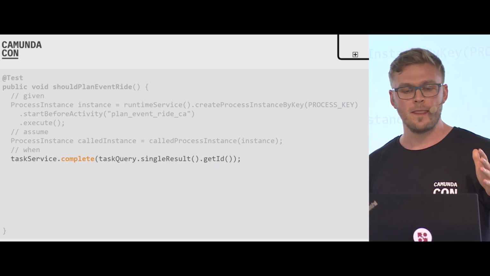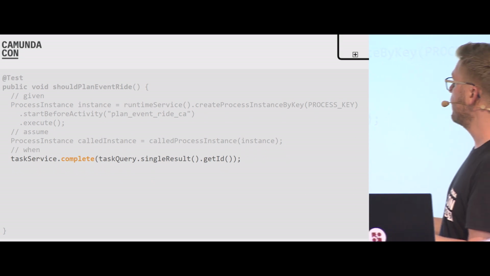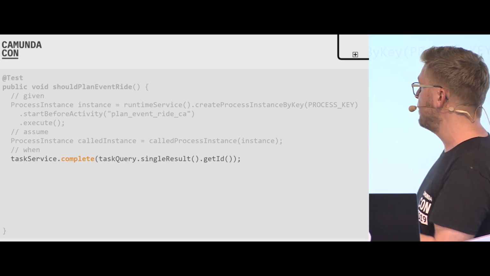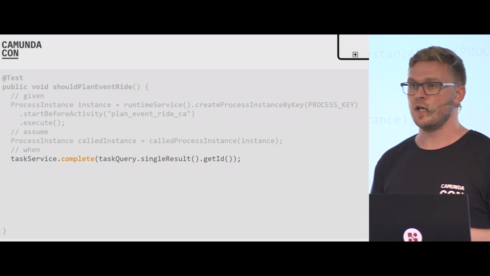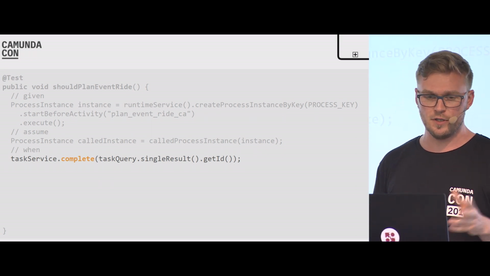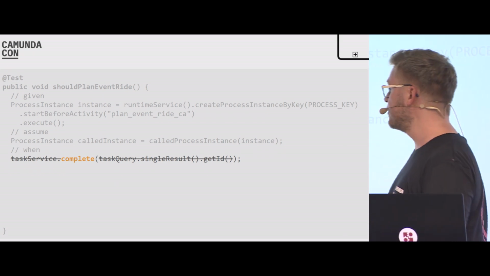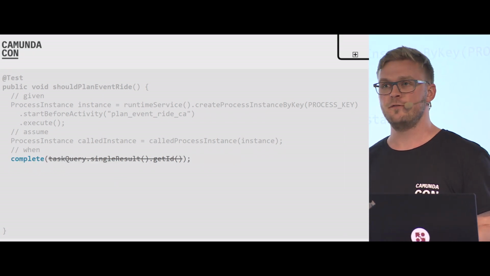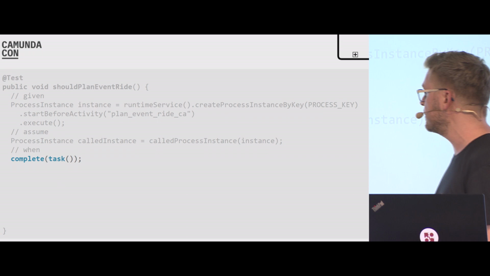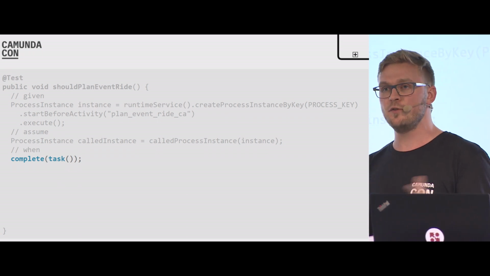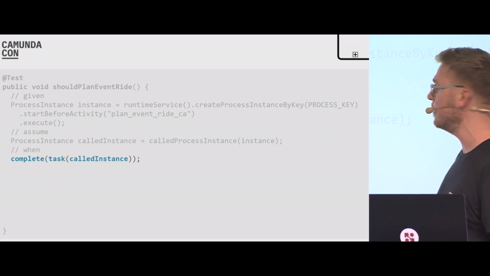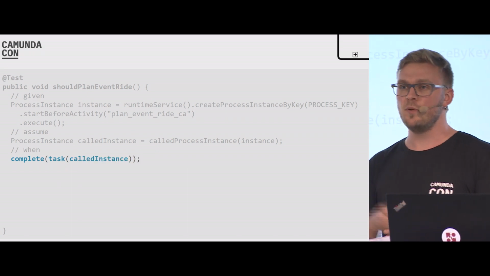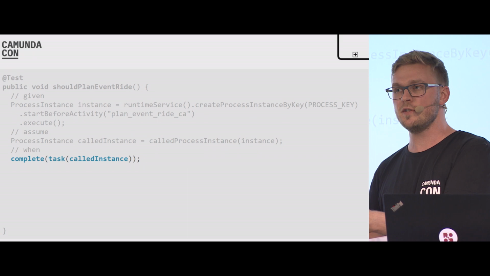Said and done. The thing with user task is BPM Assert is pretty nice in abbreviating this as well, just as with external tasks. You can use a complete method, and you feed in the task, for example, the user task in this case, and you're done. You want to complete the user task of the called instance. So we maybe feed in the called instance here as well, and then we're done. So now we're completing the task of the called process instance, and that's it.